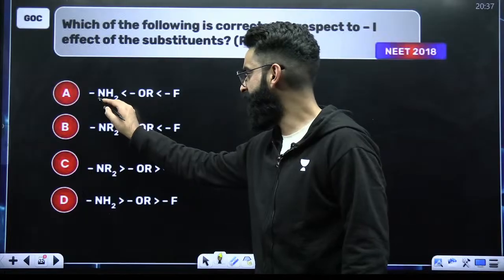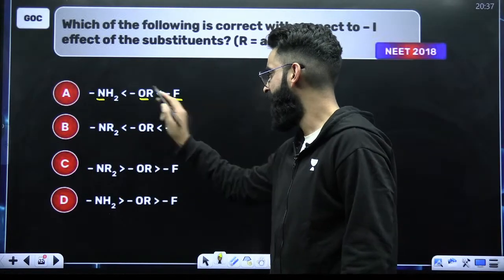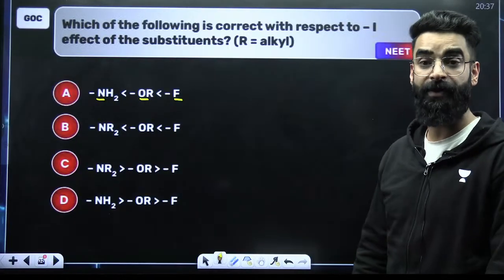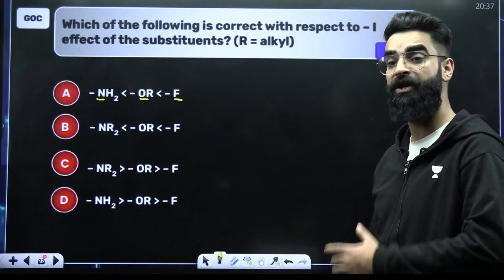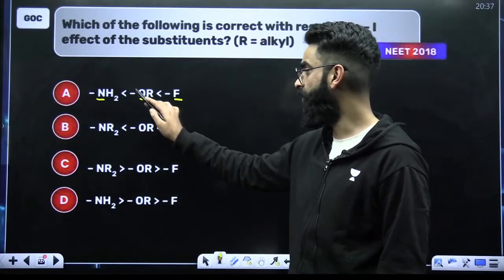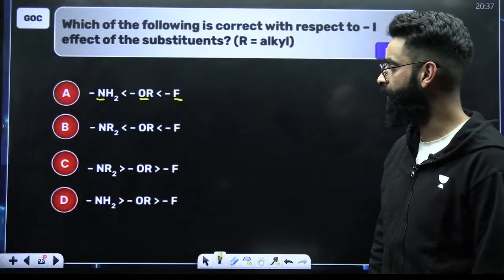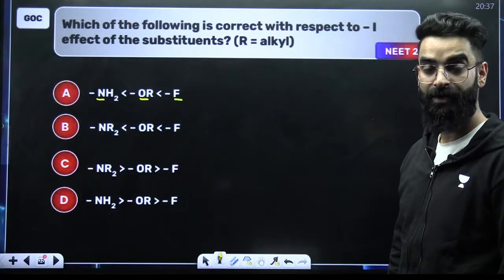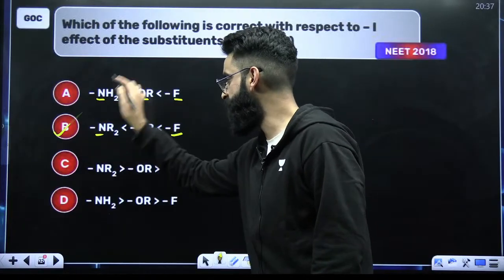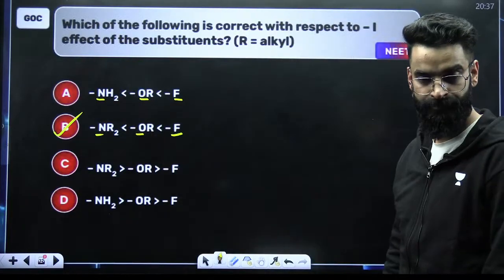See guys, look at the first atom. Nitrogen, oxygen, fluorine. Which one is more electronegative? Fluorine is more electronegative, so fluorine will be more withdrawing. So fluorine shows more minus I than OR and NH2, right? So which one is going to show more minus I? It's going to be F, followed by this, followed by this. Option B is the one that's going to be the correct one, right?